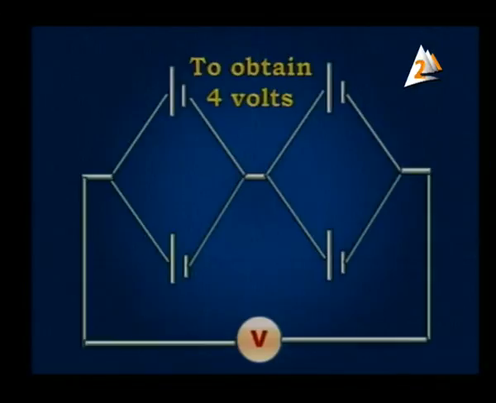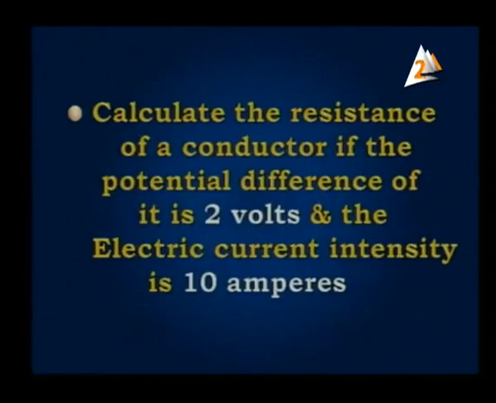To obtain 4 volts, it's very easy. If I have two of them, it's like this. Here we have 2 batteries in parallel connection. The part number 1 is 2 volts and the part number 2 is 2 volts. These 2 parts are connected to each other in series connection. So this one gives 4 volts. Let's go see another one of these problems.